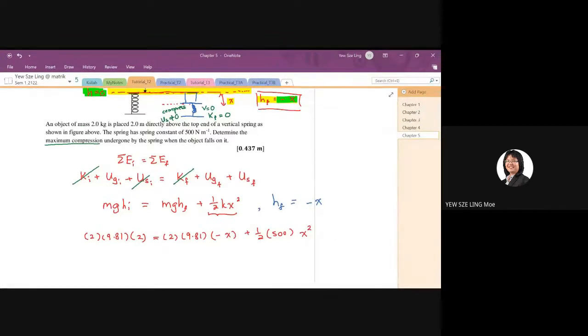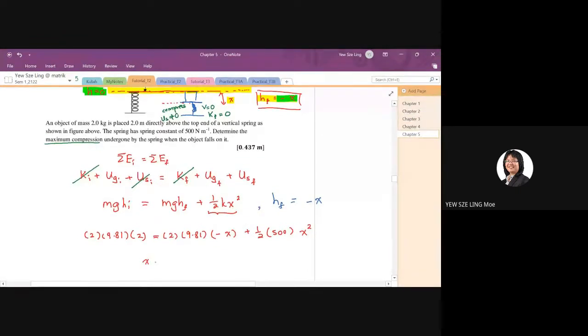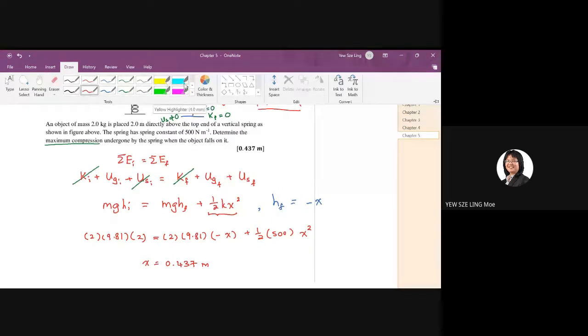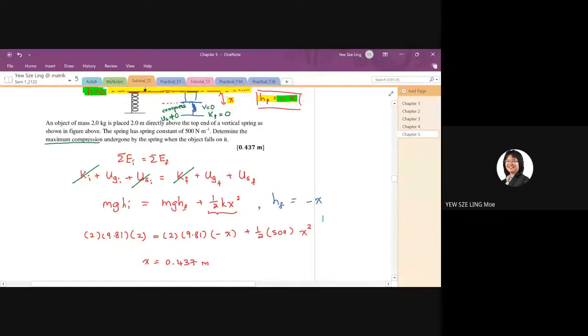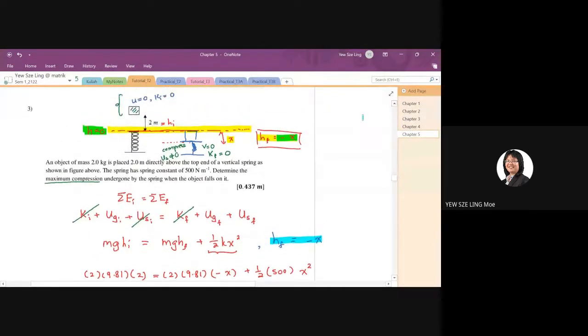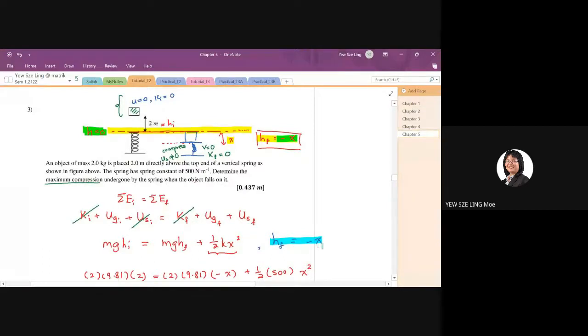So rearrange the equations, and you will obtain x equals to 0.437 meter. So that is the compression, that is the maximum compression. All right, so the tricky part in this question is because of the final h, it wants you to choose where is your h equals to 0. Because I choose the plate as h equals to 0, therefore my final h is a negative x.